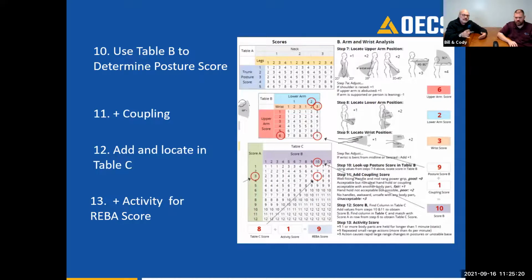Now we move into table C, where we take our score from A, which was 3. Yep. We take our score from B, which is 10, and we come up with a risk factor score initially of 8. Now, if you look at activity, which is the bottom 3 red numbers, that activity score is based on step 13. Yes.